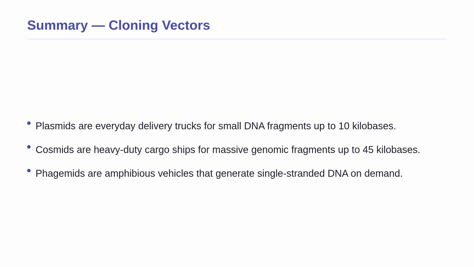We have covered a tremendous amount of ground today, so let us reinforce the most important ideas. To master genetic engineering, you must choose the right vehicle for your cargo. Plasmids are your everyday delivery trucks, perfect for routine cloning of small fragments up to 10 kilobases. Cosmids are your heavy-duty cargo ships, utilizing viral packaging to transport massive genomic fragments up to 45 kilobases.